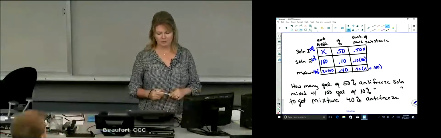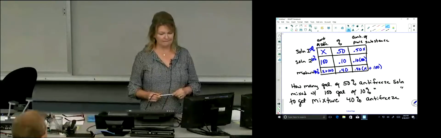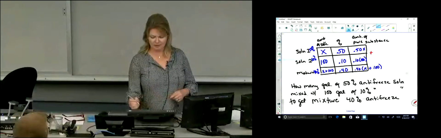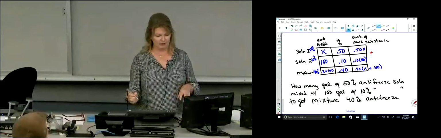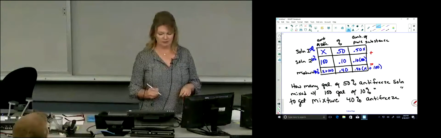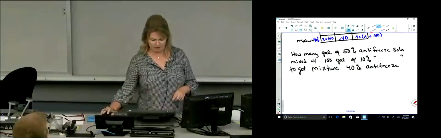Okay, are you okay with the way I filled in the last column? Yes, ma'am. Okay, and the last step we're going to do is if I take the amount of antifreeze in solution 1 and add that to the amount of antifreeze in solution 2, that should equal the amount in my mixture. So that's what I use to write my equation.